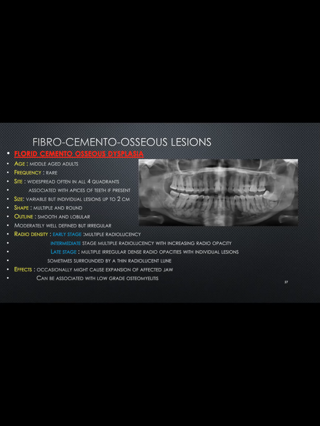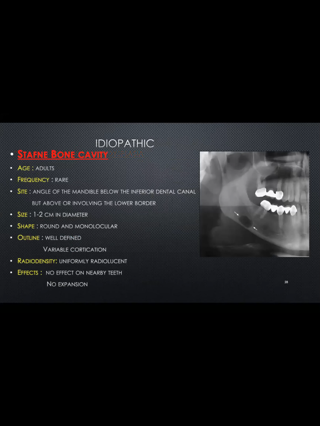The radiodensity also depends on the stage. Early stage, it's radiolucent. Intermediate stage, it's multiple radiolucencies, but with increasing radio-opacities. And then in the later stages, if you look around the 4.6, 4.7 area, you could see that they're mainly radio-opaque, but they have some radiolucency around them. Now, they could cause expansion of the affected jaw and can be associated with a low grade of osteomyelitis.